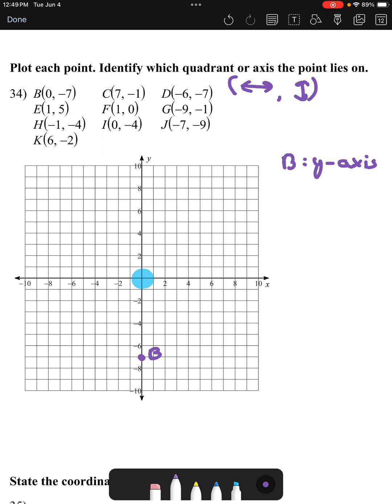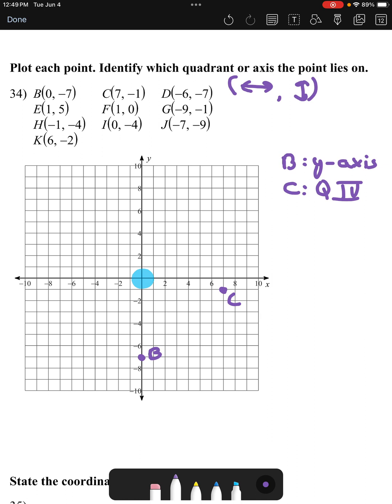And on we go. C is located at 7, -1. So the first number there, 7, says starting at the center, count right 7 places. And then the second number, -1, says come down a single place. So right where I just dropped a point is right 7 and down 1 from the origin. That is the point C. C is not on one of the number lines, so it is in one of the quadrants. It's in the bottom right, so it is in quadrant 4.